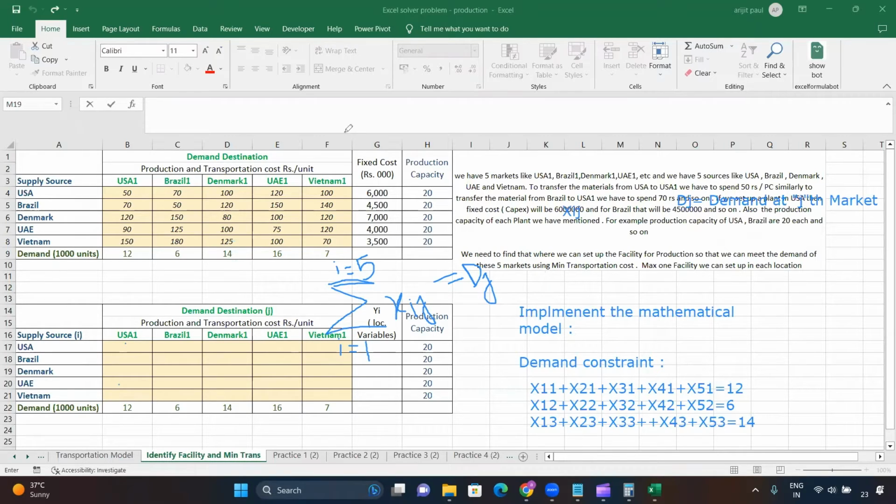Okay. Now, if we want to repeat this formula for all the j markets, then we need to write, because this formula is applicable to all the j markets, right? You can see here, this is applicable to all the j markets. So what we need to do, we can mention again the summation. Okay, let me just delete here.